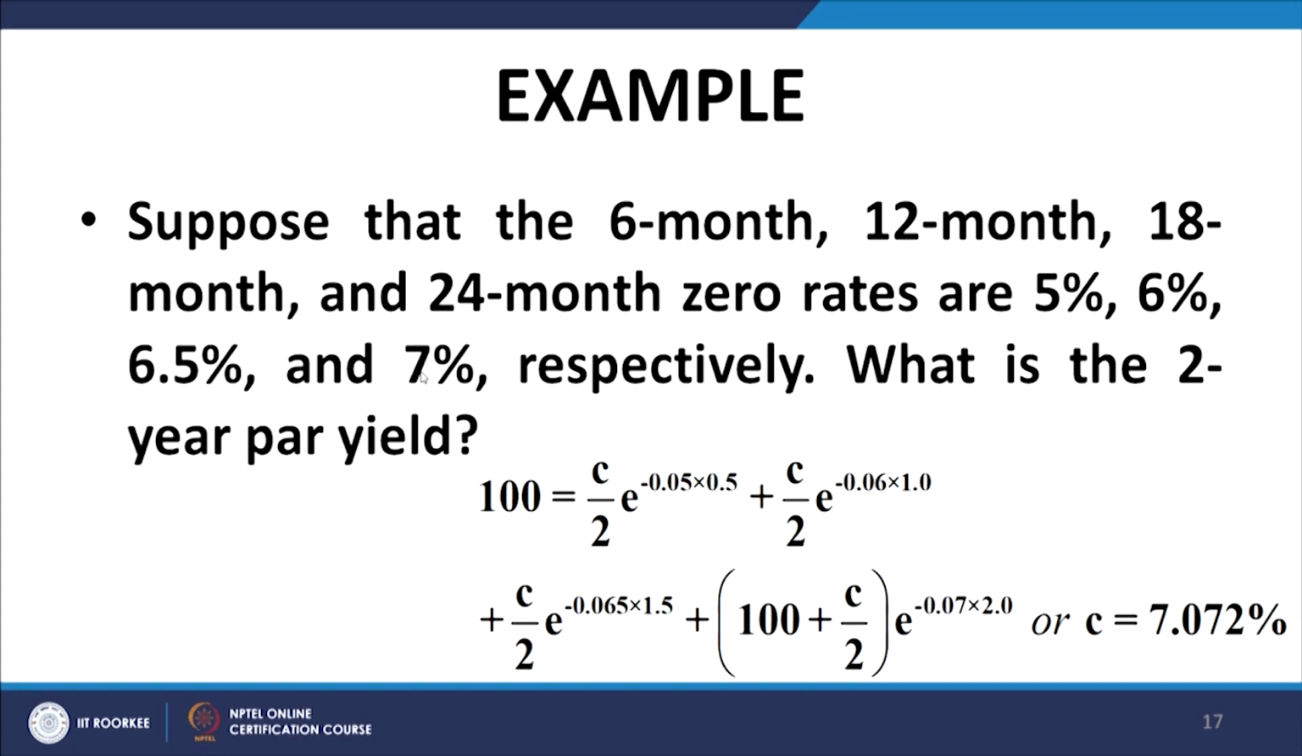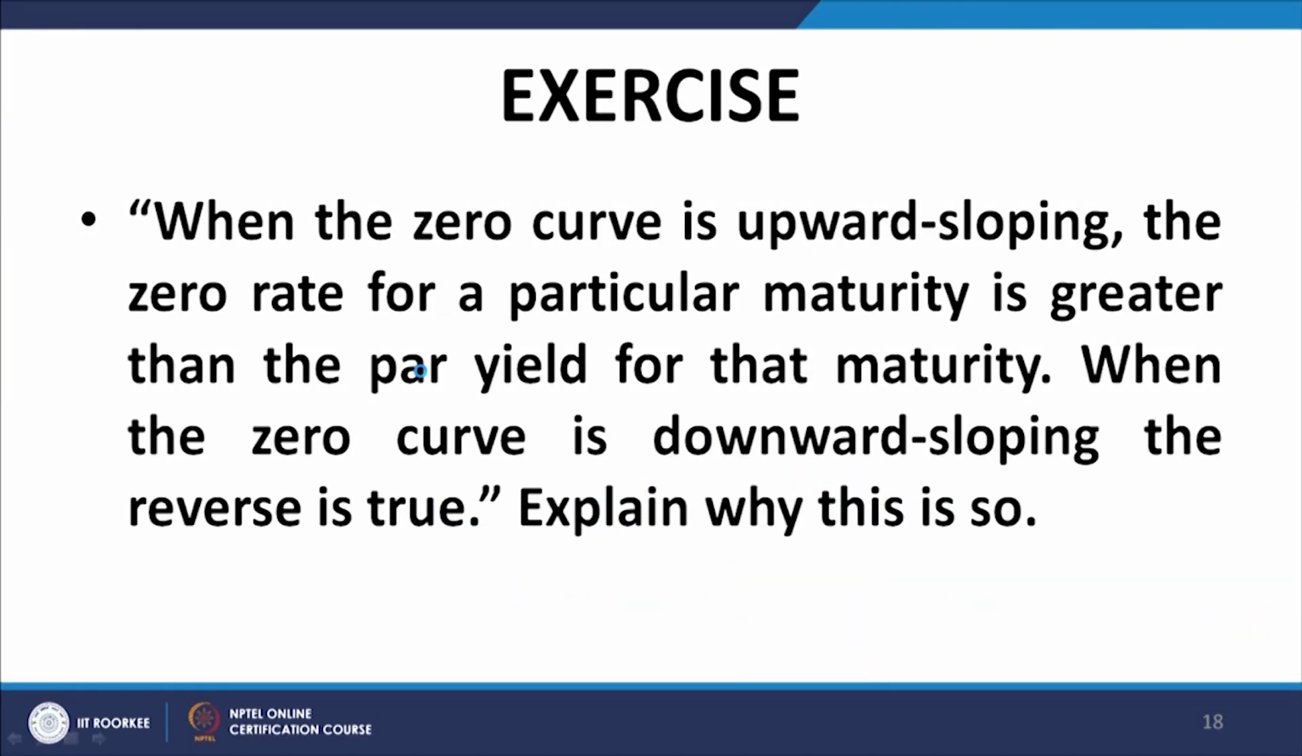We are assuming it. You see, the par yield is independent of the face value of the bond. So, we assume it to be 100, and on that basis we find the value of C to be 7.072%. On solving this equation, we find that C is equal to 7.072%, and so this is what is called the par yield on this particular bond. And this is an interesting exercise.